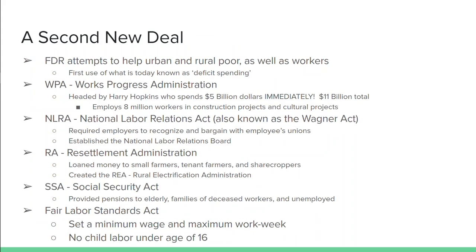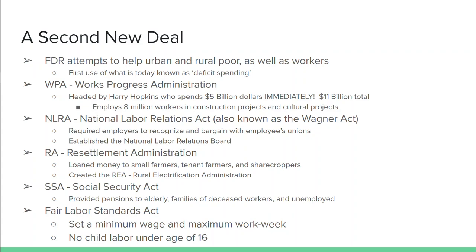So FDR runs for president again, and in 1936, FDR wins another term as president, and he proposes a second New Deal. Now, the second New Deal was going to be focused on workers instead of businesses. And there is a second generation of alphabet soup. You've got the WPA, the Works Progress Administration, and this is headed by Harry Hopkins.